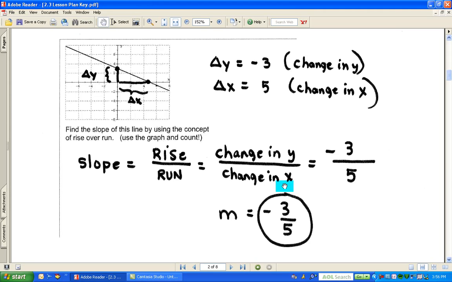Alright, I'm sorry for that. What we need to do here, let's continue. Slope is a fraction. Change in y goes on the top, change in x on the bottom.